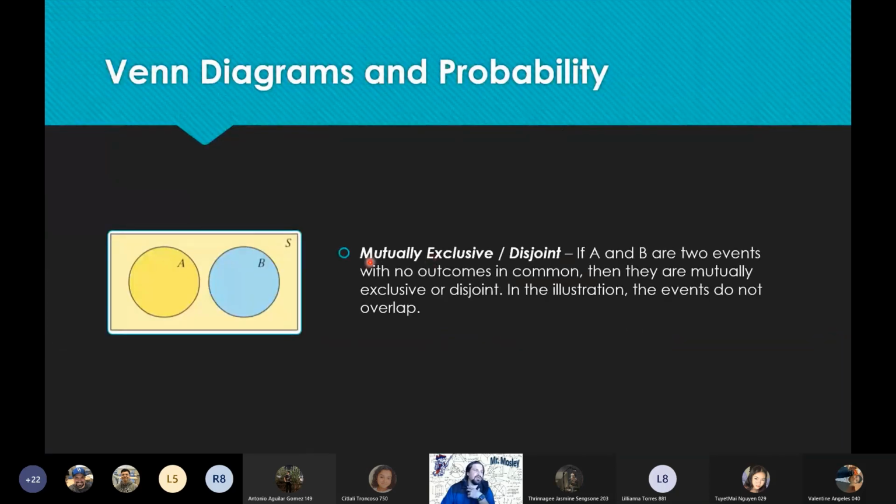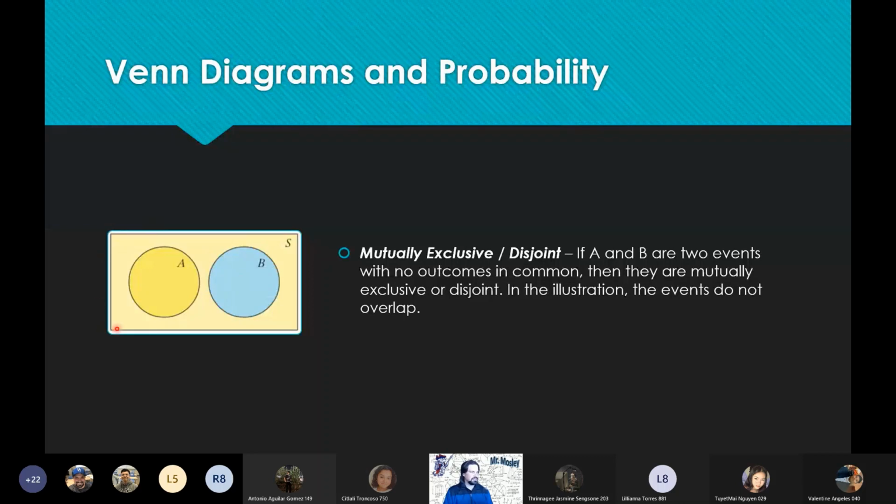Next, we have mutually exclusive or disjoint. Again, this is something we saw in Tuesday's class. If A and B are two events with no outcomes in common, then they are mutually exclusive or disjoint. In the illustration, the events do not overlap. We have event A, event B. The circles don't cross each other, right? Which means they are disjoint. They have no outcomes in common, right?